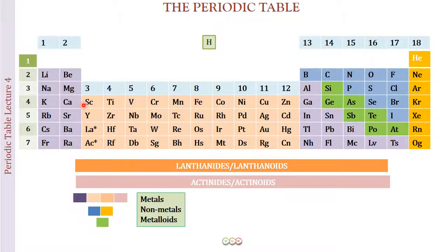Okay, so we have the fourth period, 4s2, that is potassium and calcium. Then the 3d electron filling, the 10 elements from scandium to zinc, and then 4p6 filling from gallium to krypton. So these are going to make it 18 elements.